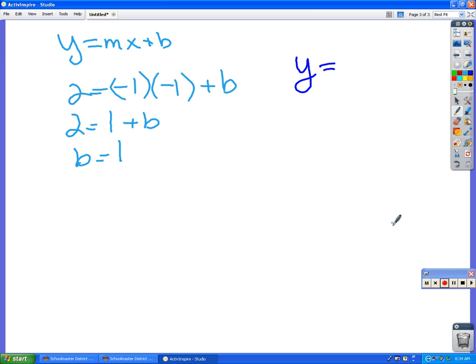y equals -1x plus 1. You could just put -x plus 1. So in other words, y equals -x plus 1 is the equation for the line that goes between those 2 points. Okay?